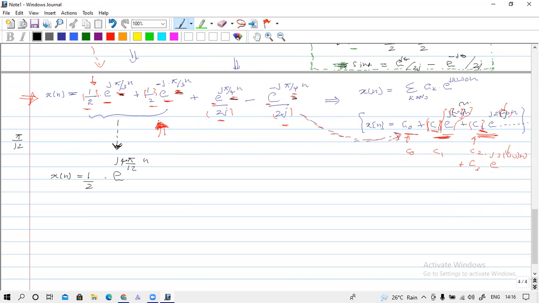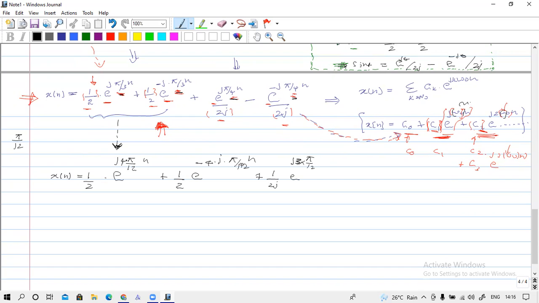Okay, so I hope you get it. I will write the other terms also. Here also half e to the power minus j4 5 by 12 n, plus 1 by 2j e to the power j, here 5 by 4, and I have to write 5 by 12. To get 5 by 4 again, I have to multiply this by 3.